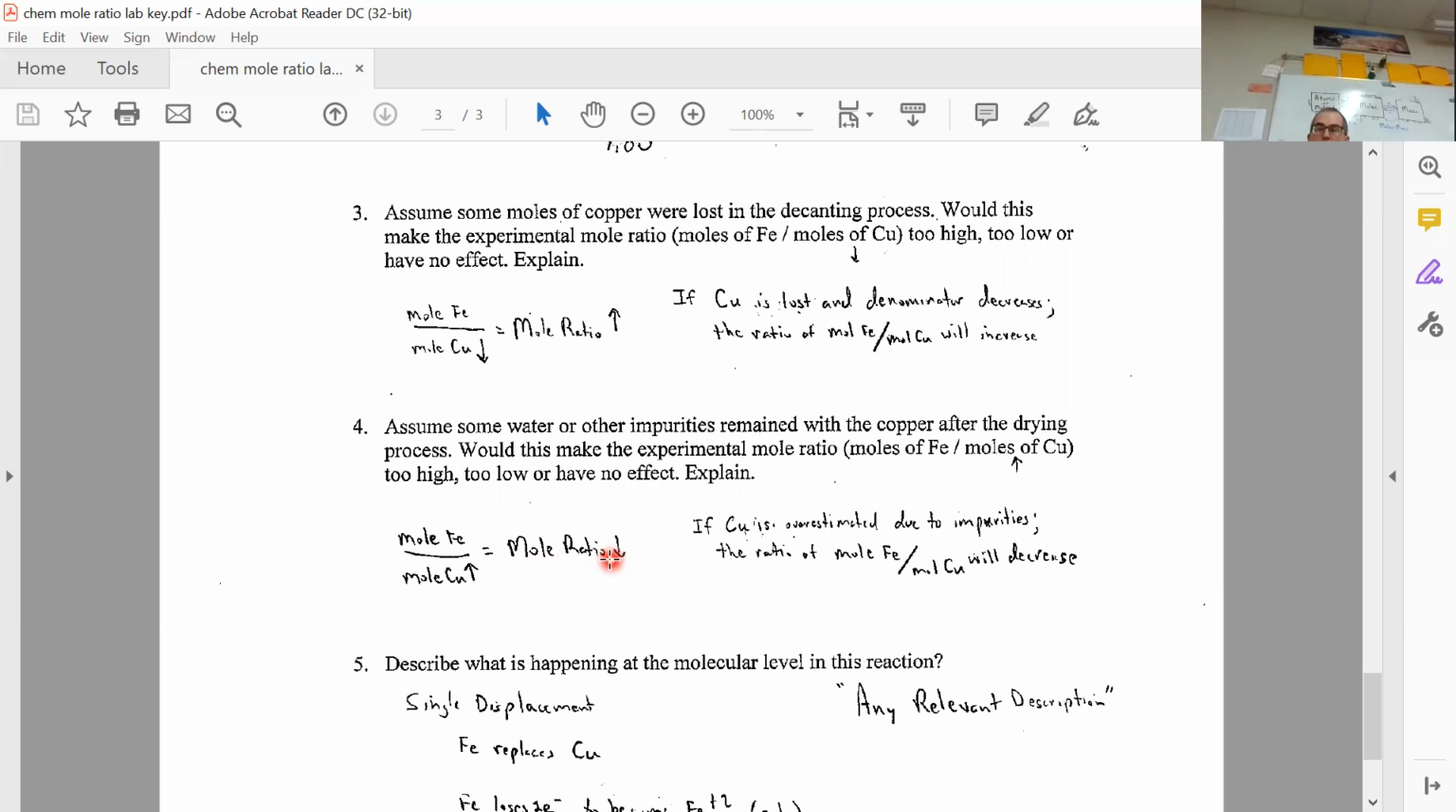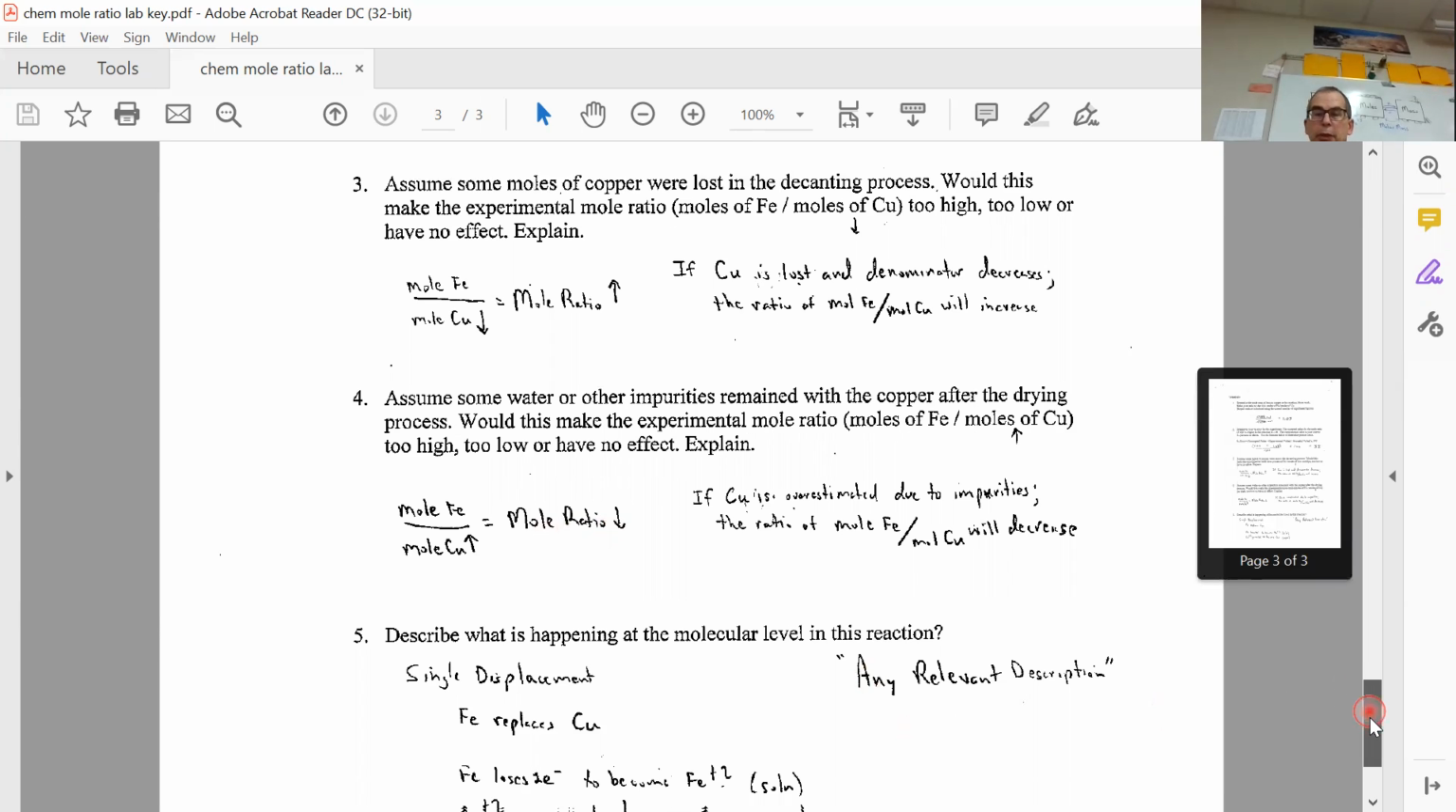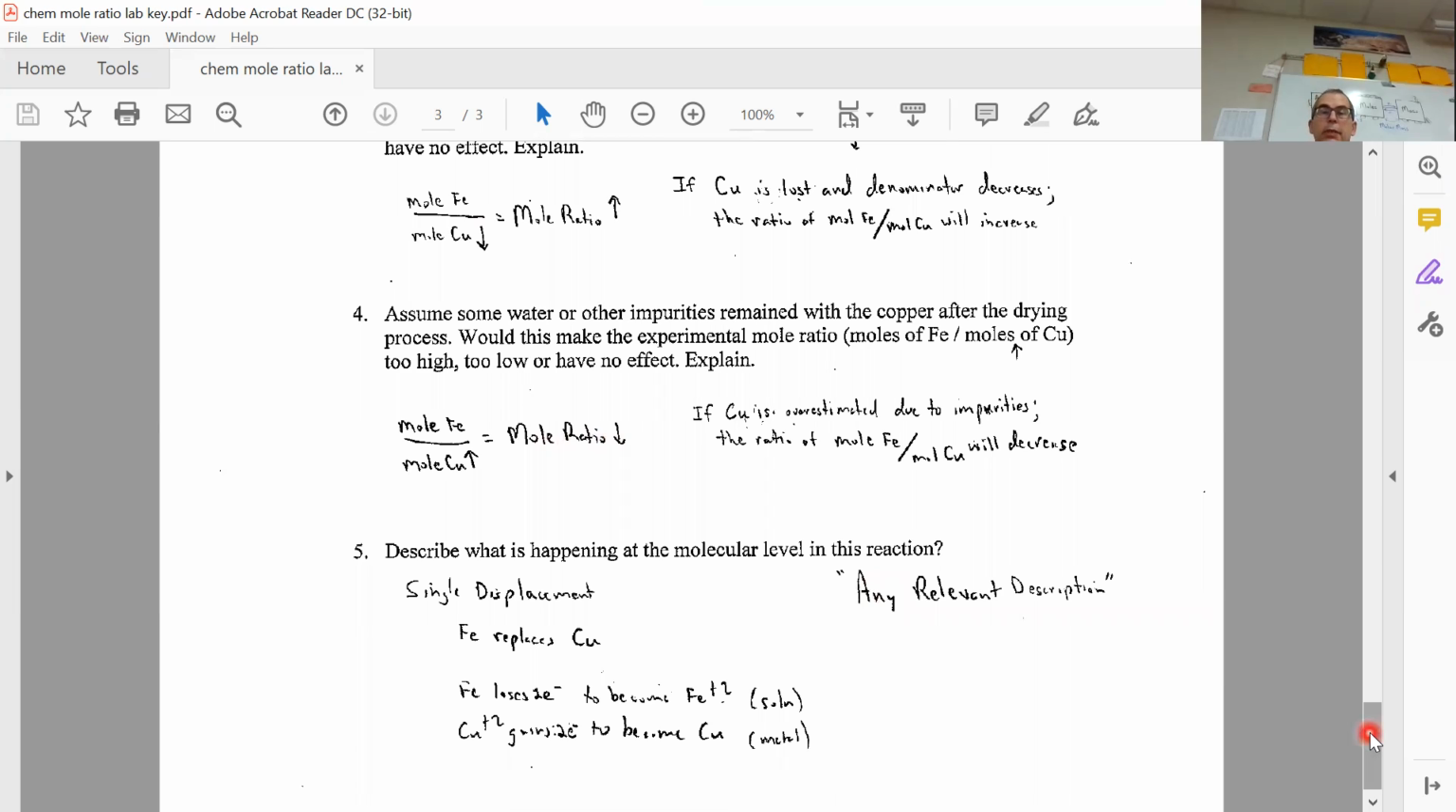And then the last answer here are some ideas, but again, any relevant description is going to be okay. What happens at the molecular level. Hope that helps.